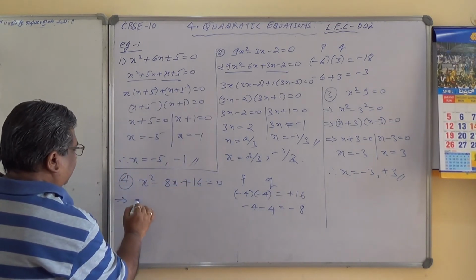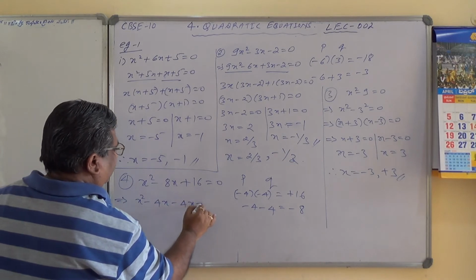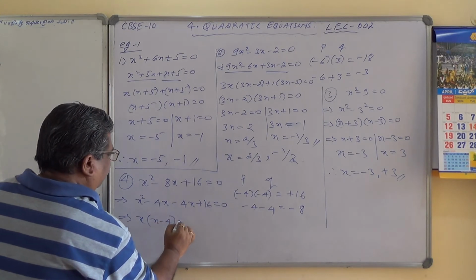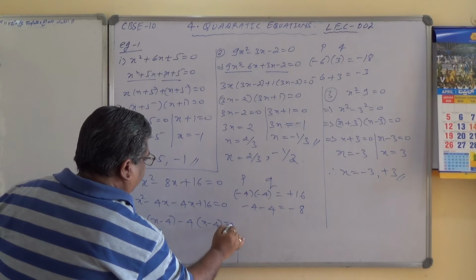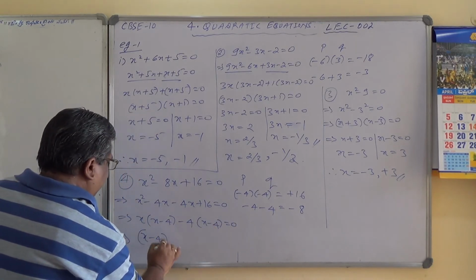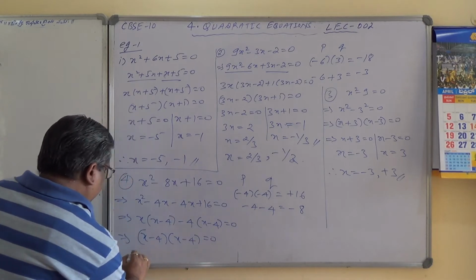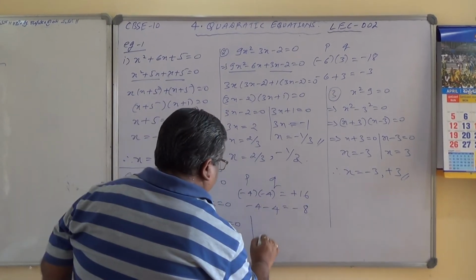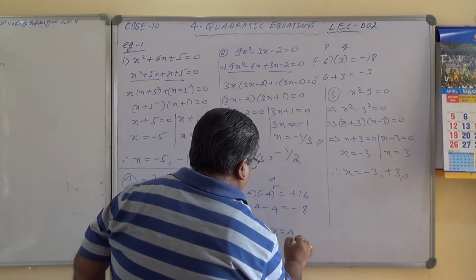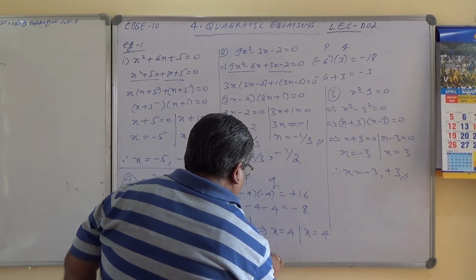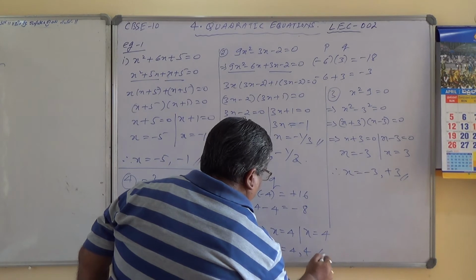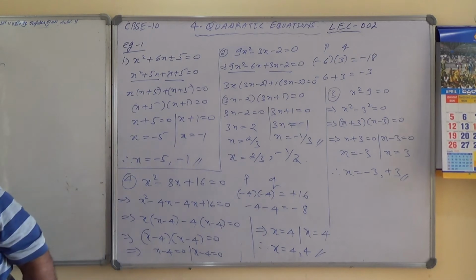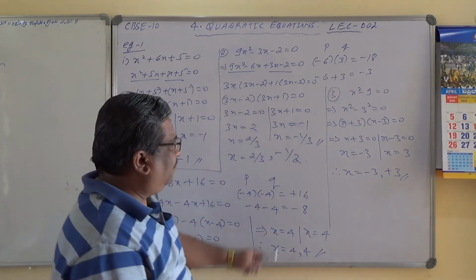Therefore, this implies x square minus 4x minus 4x plus 16 equals 0. x you take common, x minus 4, minus 4 you take common, x minus 4 equals 0. Implies x minus 4 is common, again x minus 4 equals 0. Implies x minus 4 equals 0, x minus 4 equals 0, and therefore x equals 4, x equals 4, and therefore the values of x equals 4 comma 4. Those are equal roots. Is it right? Let me check the answer. Yeah, correct. x equals 4 and 4.